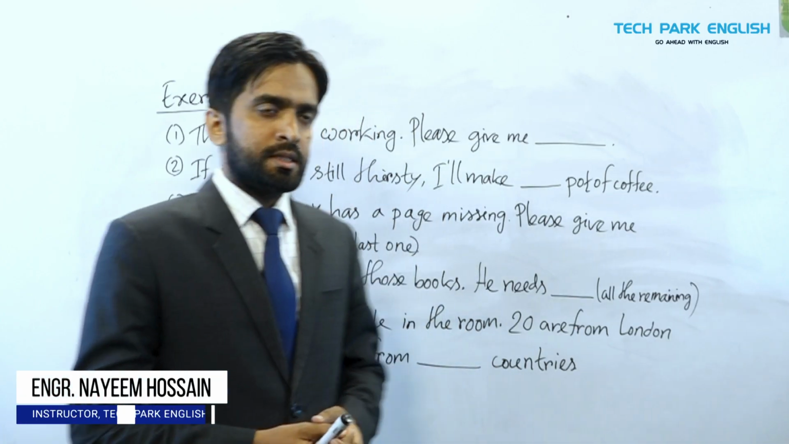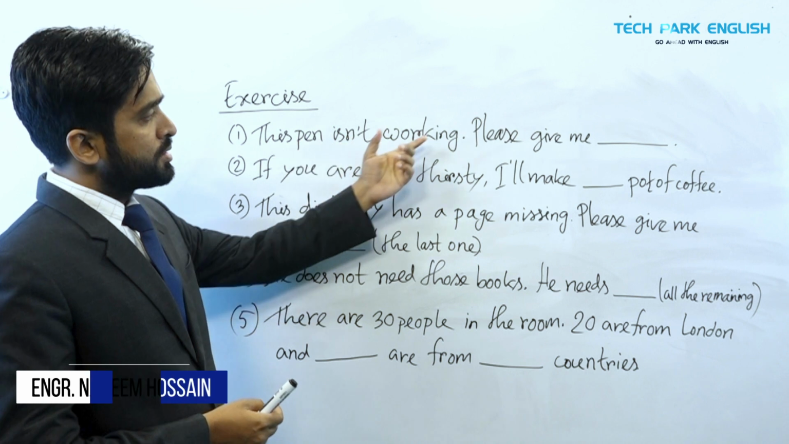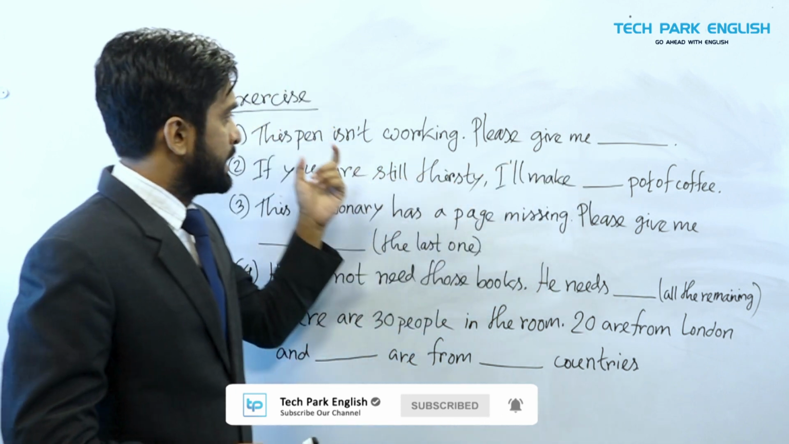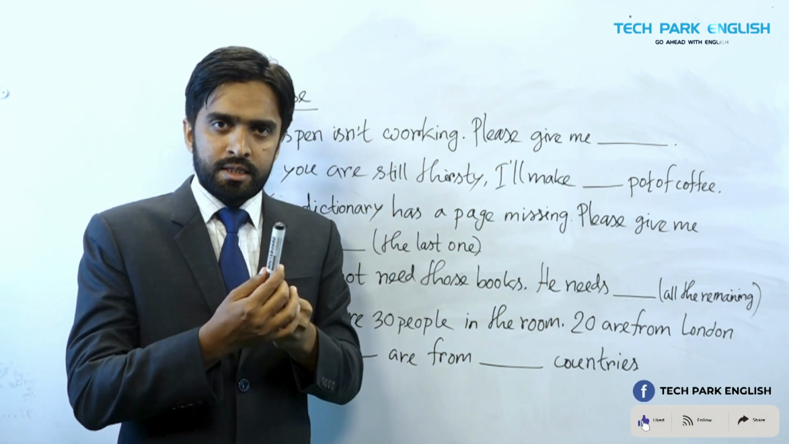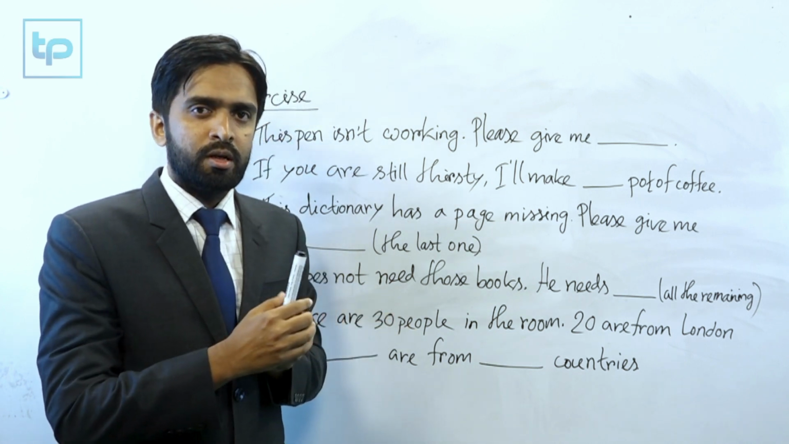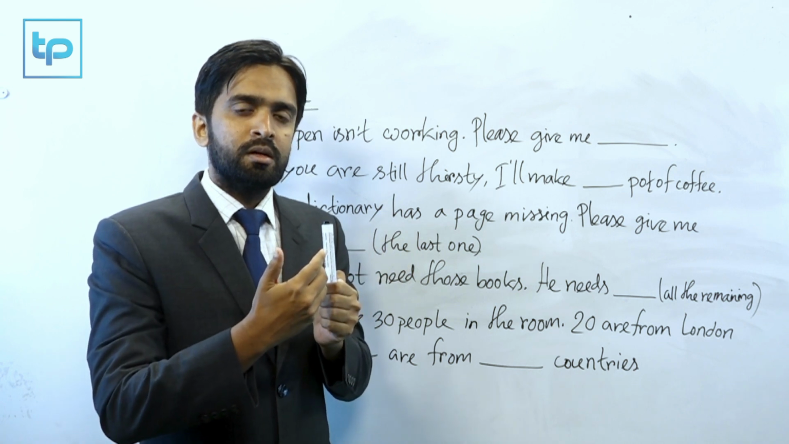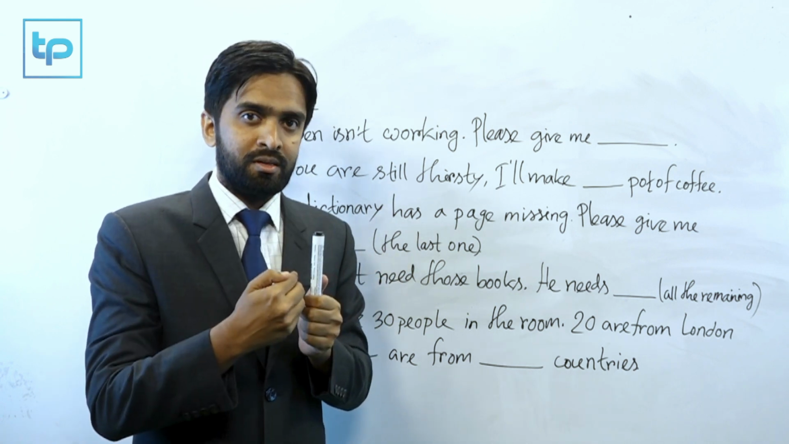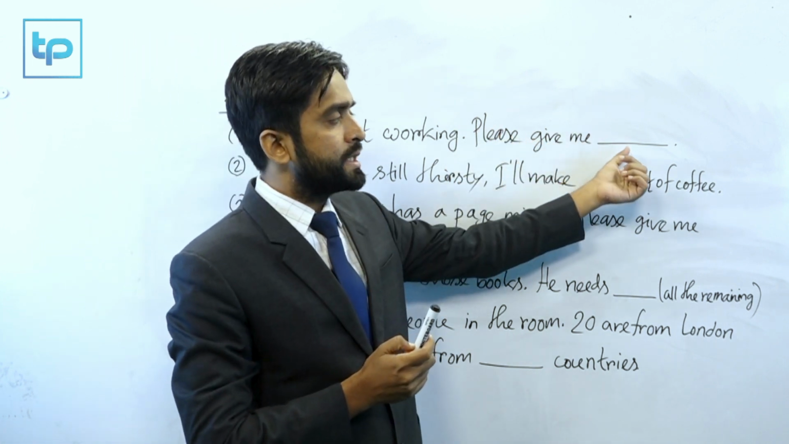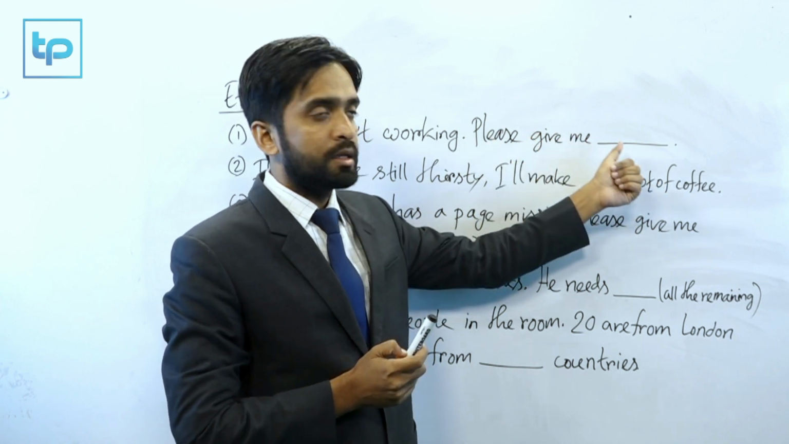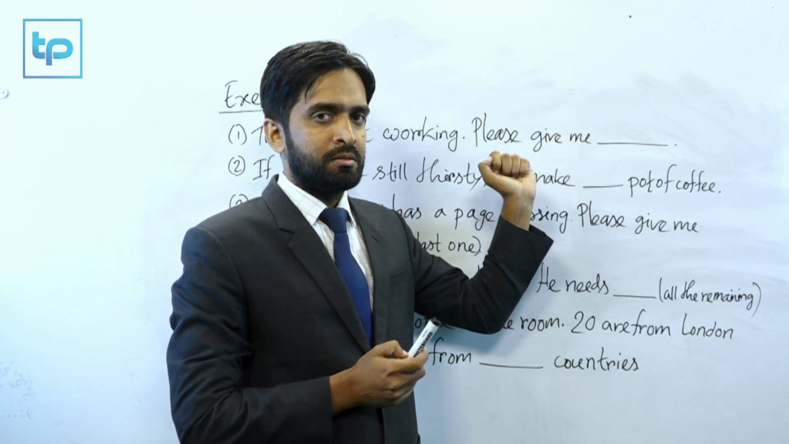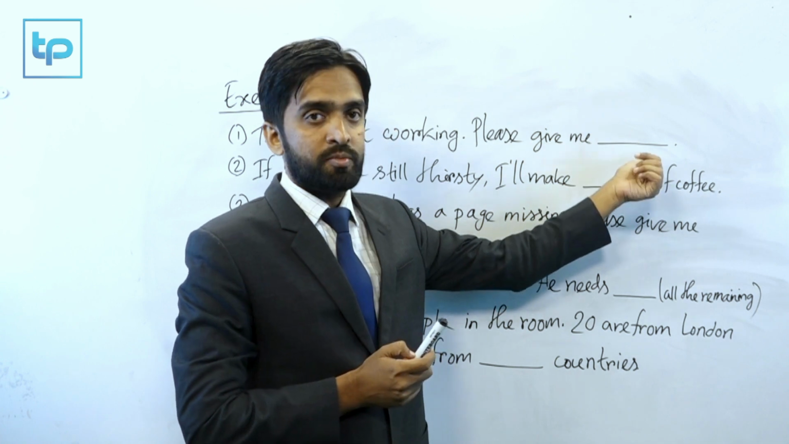Okay, so let's see the exercises. Number 1, this pen is not working. Please give me dash. So what could be the answer? As this pen is not working, that means this one is not working, so you need the other one, right? Or you need a specific one, or you need one more pen, which is not this one. So you could say, please give me the other, or please give me another, or please give me another one or the other one. So that's how you can fill in this blank.